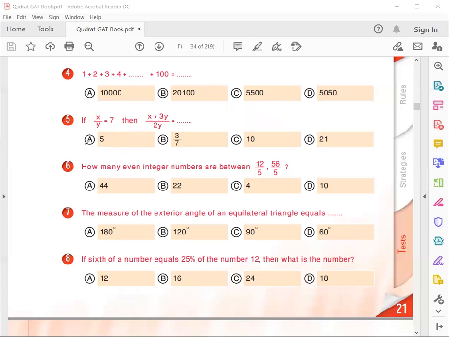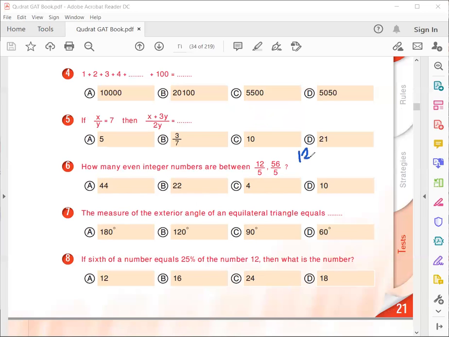Number 6 now. How many even integer numbers are between 12 over 5 and 56 over 5? How do I solve these problems? How many even integers? We have odd integer and even integer. So he needs even integers.